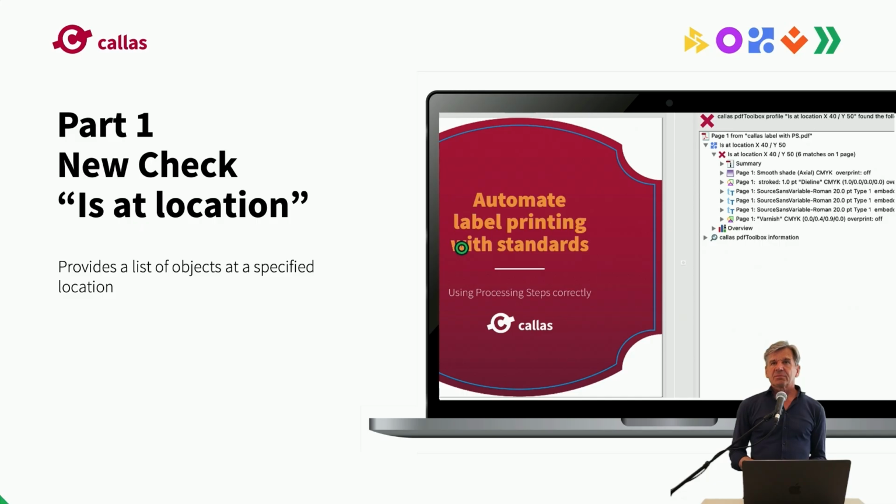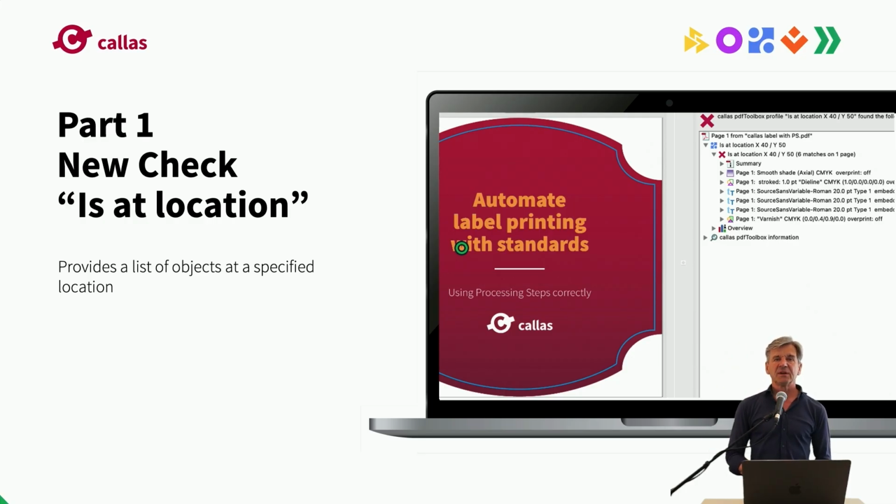It is, in fact, somewhat possible already, but there are a few issues, and we've closed these issues in pdfToolbox 17. So the first missing piece is we have a new check now, is at location. There was already is in custom area, but that would find only objects that are completely inside of the specified area. This one works similarly, but it really looks at two coordinates with a bit of tolerance, and then sends you the object stack at that location back.